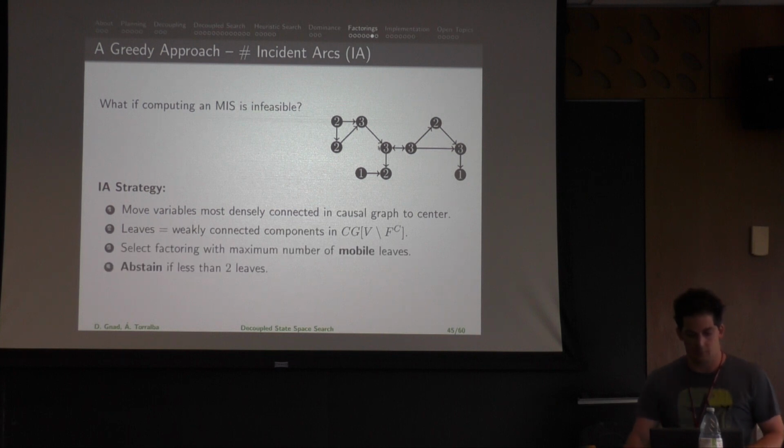Basically, if we say we put these two variables here in the center, then this would nicely decompose our task because we would have one leaf here, one leaf there, and one here. All of them are weakly connected, so this really is ideal in the sense that it really captures the dependencies of the problem.